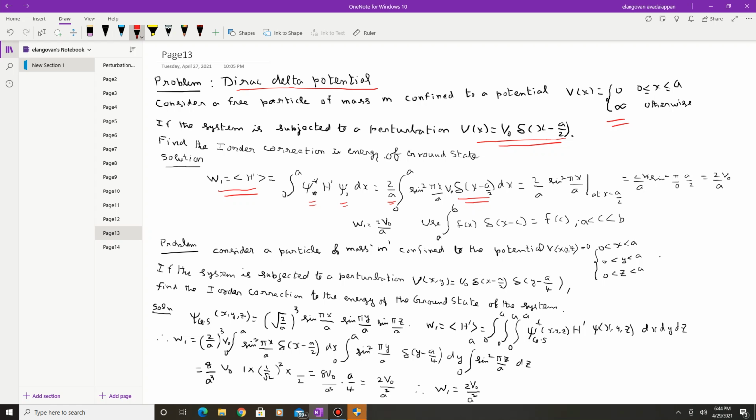Now let us see how to evaluate the Dirac potential. The integral of f(x) delta(x minus c) between the limits a to b, where c lies between a and b, is equal to f(c). Using this evaluation of the delta function, the integral can be evaluated by this method. Here x minus a by 2 is within the limit 0 to a, so x must be replaced by a by 2. That is the result. So x is evaluated at x equal to a by 2. Substituting this value, we will get 2 by a times V0. So this is your problem using the delta potential.